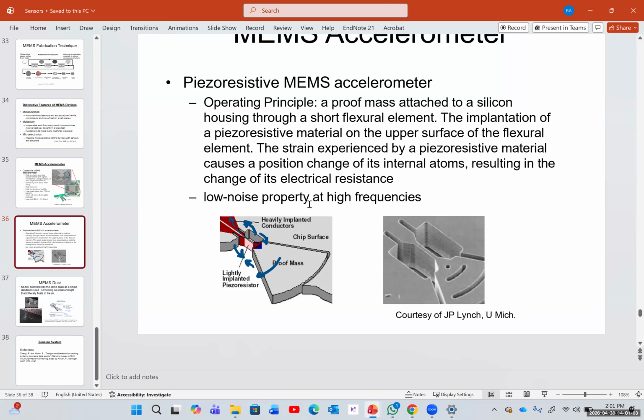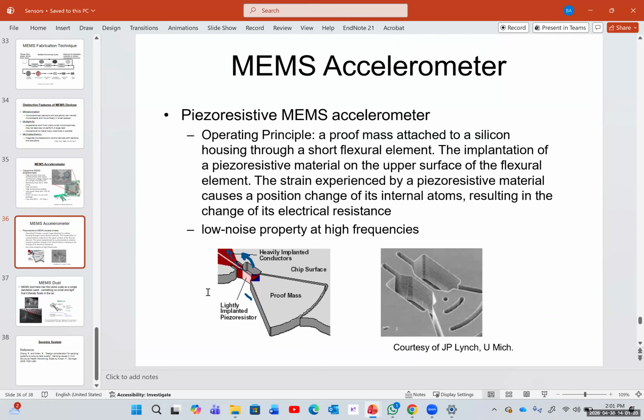Now, as mentioned, a proof mass is attached to a silicon housing through a short flexural element, with a piezo-resistive material implemented on the upper surface of the flexural element. The strain experienced by a piezo-resistive material causes a position change of its internal atoms, resulting in a change of its electrical resistance. It has a low noise property at high frequencies.